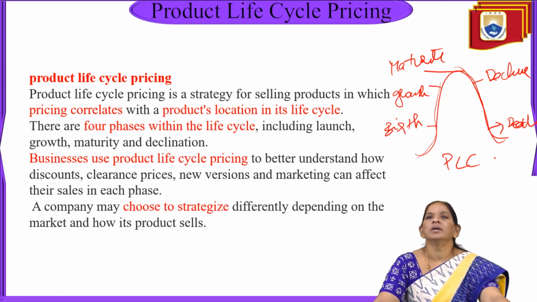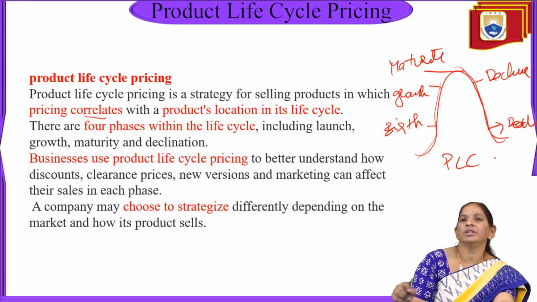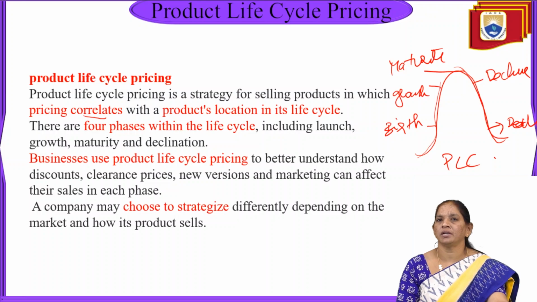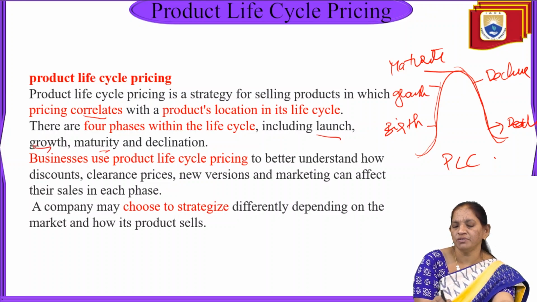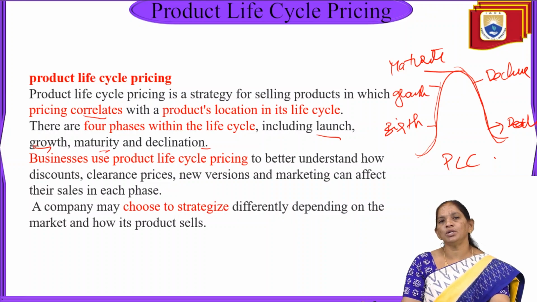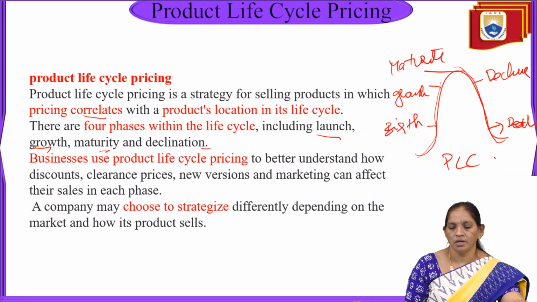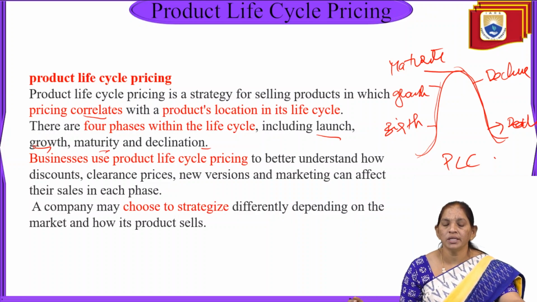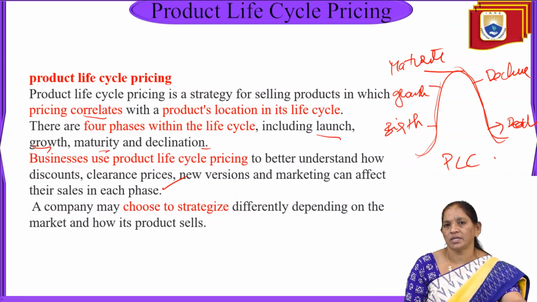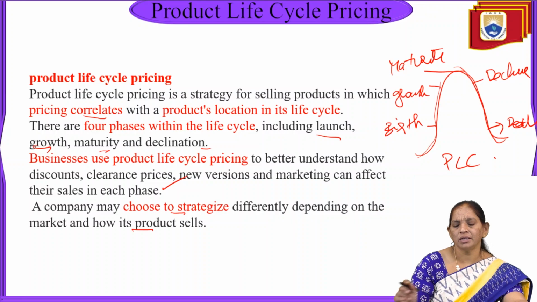This type of pricing sells the product at a price correlated with the product's position in its life cycle, meaning the price will vary with the segment of the life cycle. As we know, there are four phases of the life cycle: launching or introduction phase, growth phase, maturity phase and decline phase. The business uses these four phases in an appropriate manner in order to earn more profit. It is better to understand how these life cycle stages help in discounting, clearance of sales, new versions, marketing, and the effect on sales in every phase. So the company chooses this strategy differently depending upon the market and how the product has been sold.